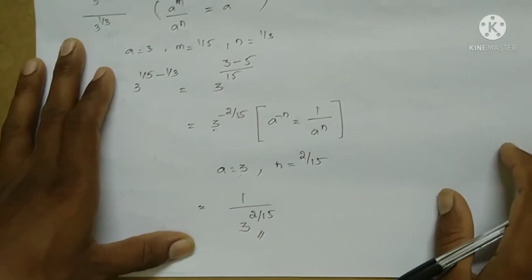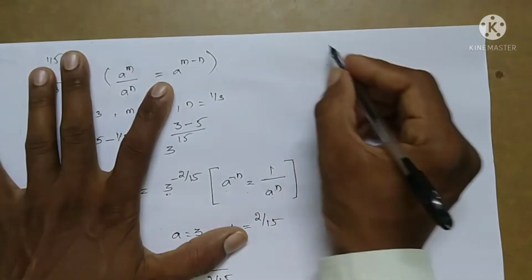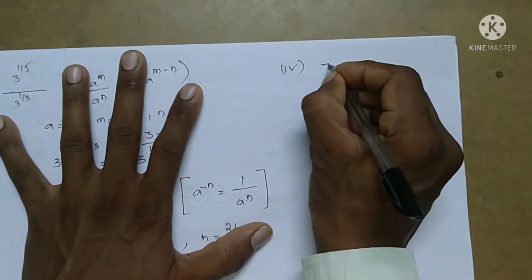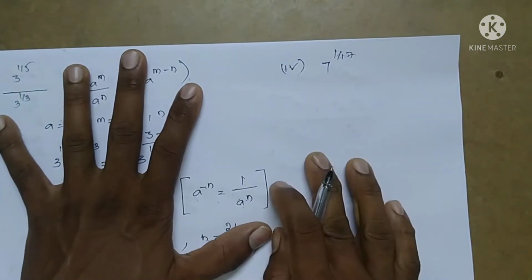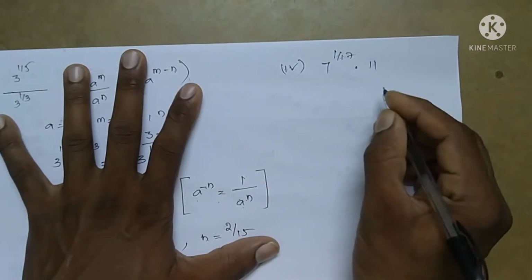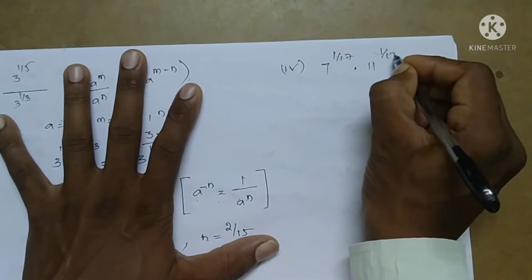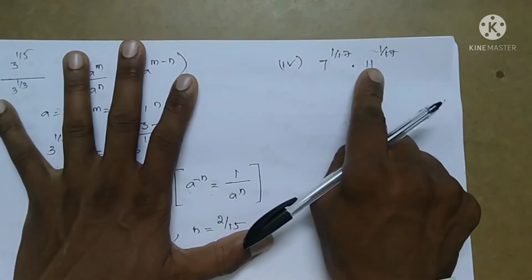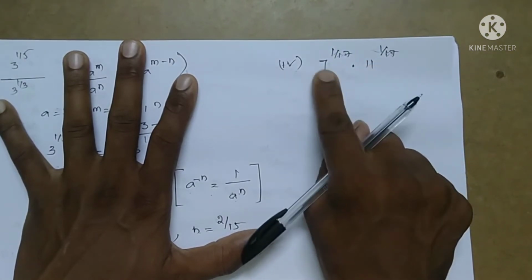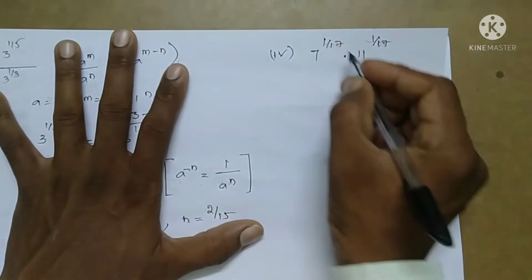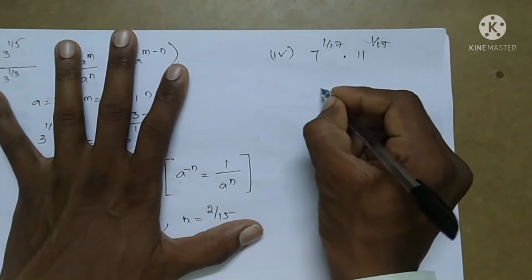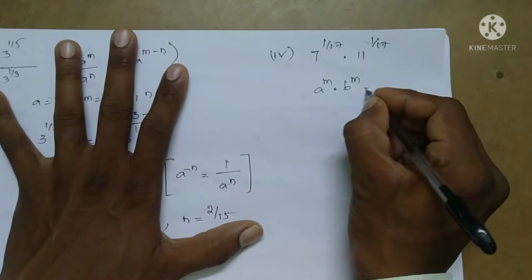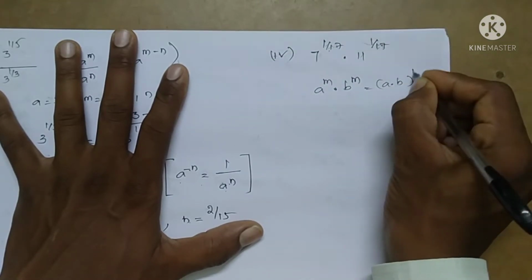Okay? Next question, the final example: 7^(1/17) · 11^(1/17). Here the powers are equal and the bases are different, right? So it is of the form a^m · b^m. The result is (a·b)^m.